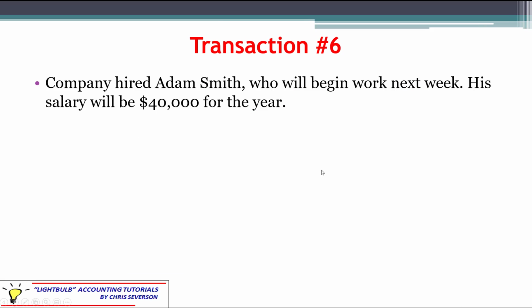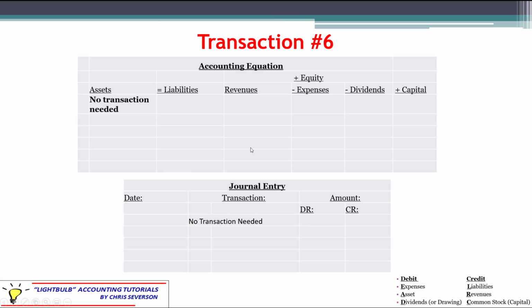Now, transaction number 6. The company hired Adam Smith, who will begin work next week. His salary will be $40,000 for the year. So they hired him. He's going to begin next week, but he has not worked at all yet. He's not done anything at all. And really, this is somewhat of a trick question. No transaction has taken place. So there's no transaction needed, and therefore no journal entry needed.